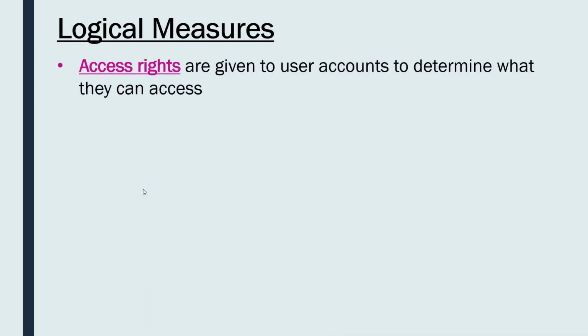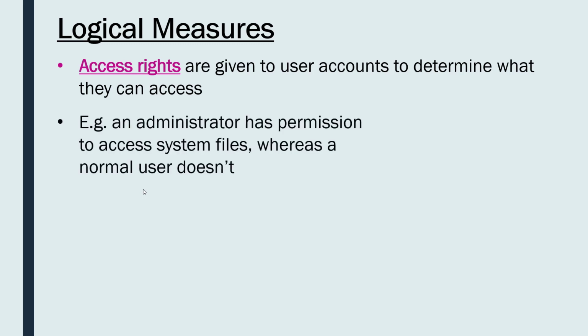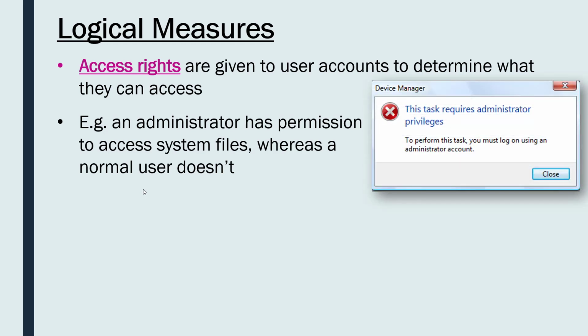And very much related to this idea of authentication is the concept of access rights. So access rights are given to user accounts to determine what they can access on the computer, what they are able to do on the computer. So, for example, in many operating systems, we have administrators, which are different to normal users. The administrator has permission to access various system files, whereas the normal user doesn't. So often you'll try and do something on a computer, especially at school, I imagine, and it'll give you an error message. It will say you need to be an administrator to do this.